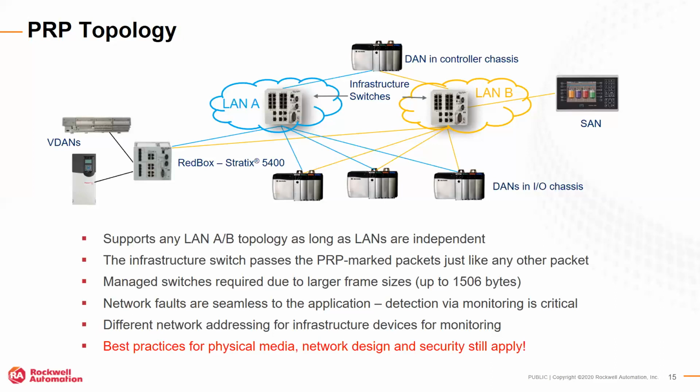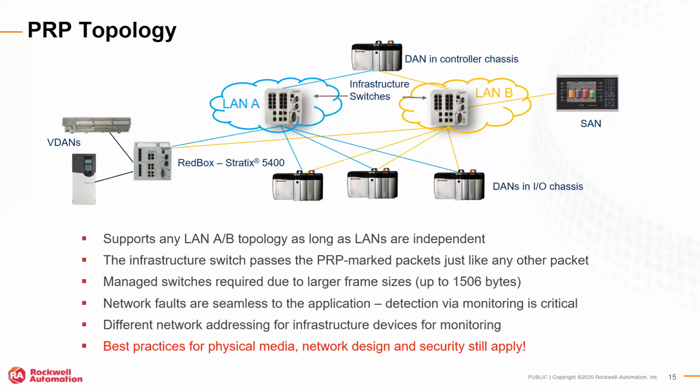A good point, Mike. Thank you for that. And also, up to the left side, you can see the redundancy box, or RedBox, which is how we connect other devices that don't natively support PRP to both LAN A and LAN B simultaneously. Hence, you see the VDANs on the left-hand side. And then on the right, you see an HMI that's the singly attached node, and so that's your SAN. In this case, it's just attached to LAN B.